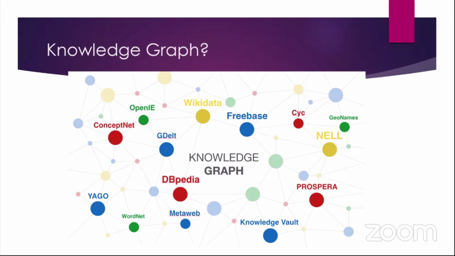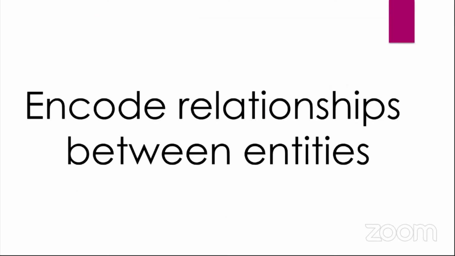But first of all, what exactly is a knowledge graph? Pretty much a knowledge graph encodes relationships between entities. I talked about how EC2 connects with S3. So what's that relationship like? How do you define that? And what is an entity? In our case, an AWS service is an entity and a relationship is how it's being used.